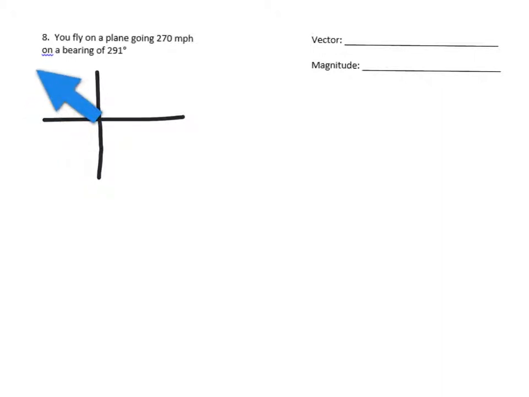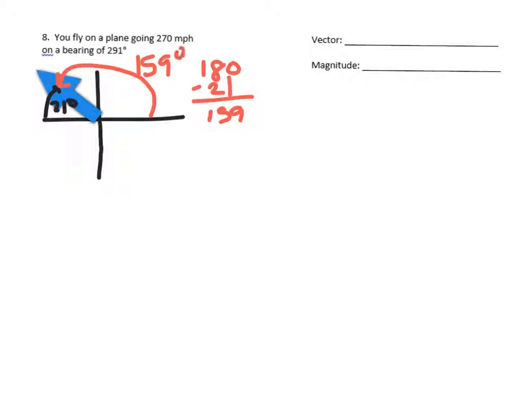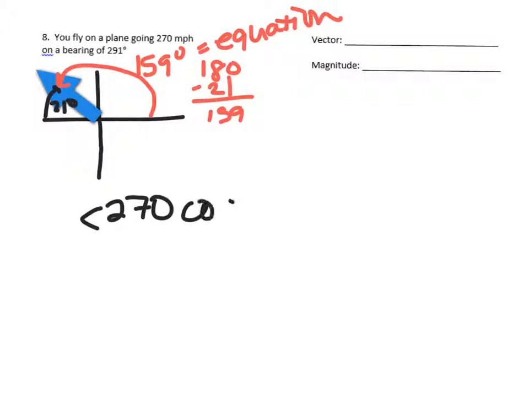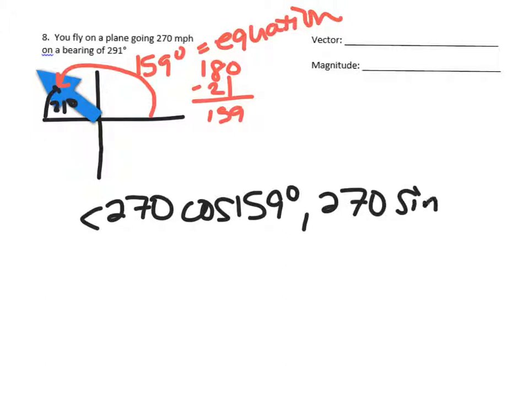So that means this angle in here is 21 degrees, which means this angle here is 180 minus 21, which means that's going to be 159 degrees, is what goes into my equation. What goes in your equation is always from x, your positive x-axis, in the direction that your normal unit circle goes. So my vector is 270 for my magnitude, cosine 159 degrees, 270 sine 159 degrees.